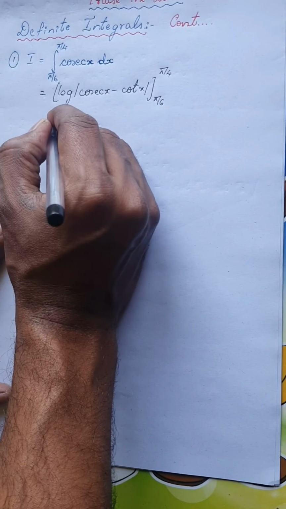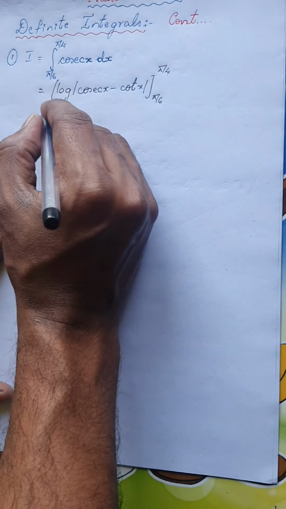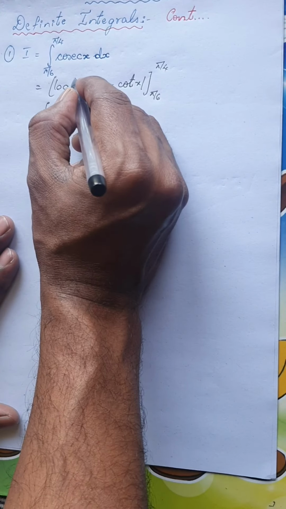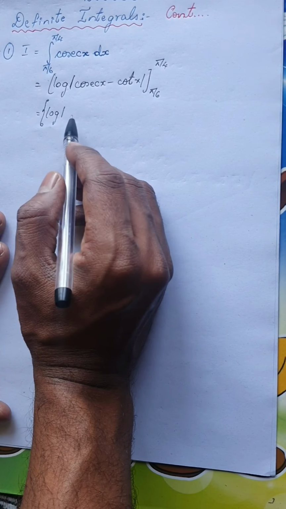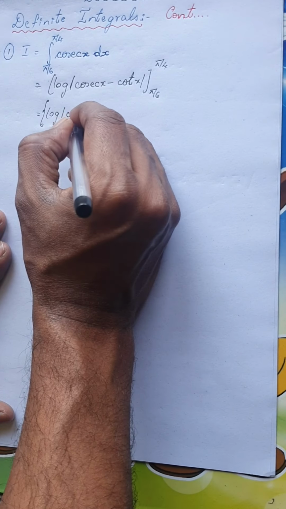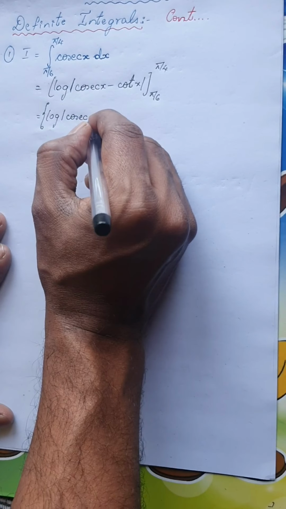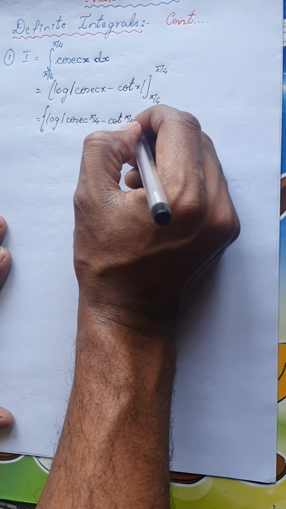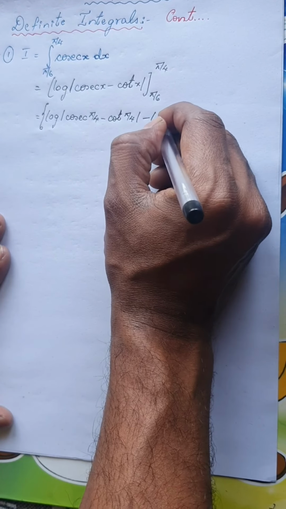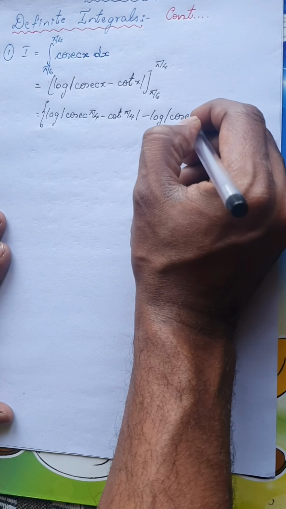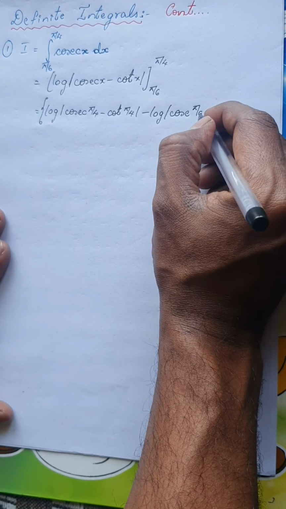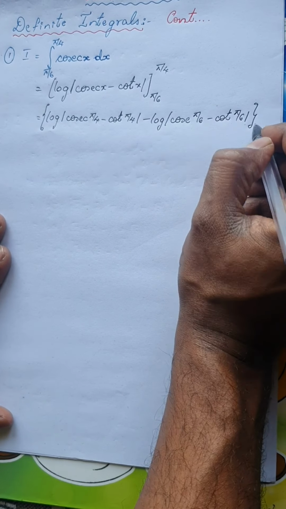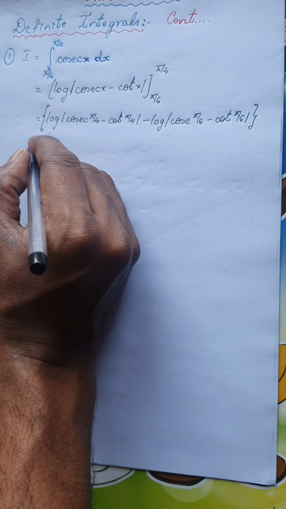Okay, so this is nothing but log of mod. Remember, whenever you have a function of the form log of, you have to first apply the upper limit. So this would be log of cosecant pi by 4 minus cot of pi by 4. So upper limit is done. Minus log of mod cosecant pi by 6 minus cot of pi by 6. We are going to use the values of these standard angles.